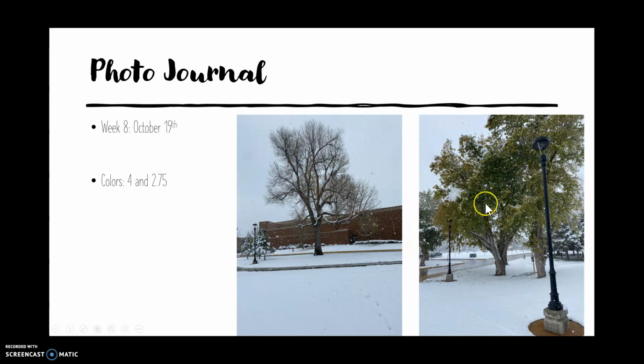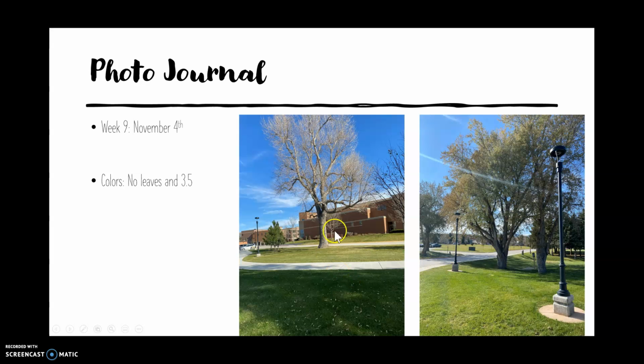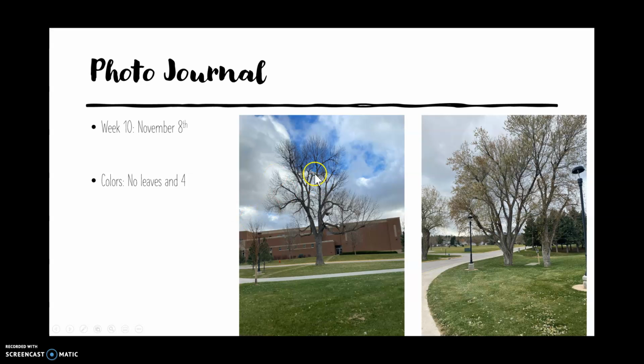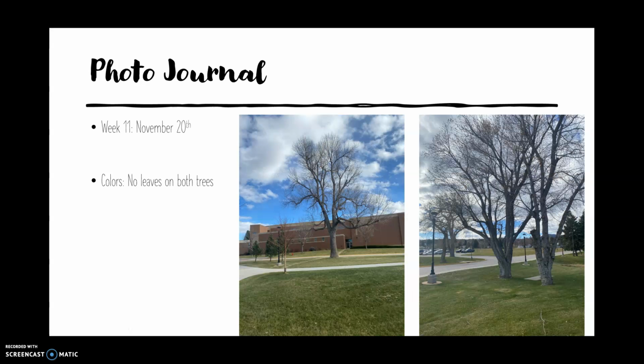And the leaves are pretty much still intact in this tree. They're just turning more and more yellowish, brownish. By November 4th, this tree had absolutely no leaves on it. And this tree, its leaves are kind of just hanging on. By November 8th, this tree still had no leaves. And this tree is slowly starting to fall off, but they're almost all gone. They're pretty much just dead and brown right now. By my last week, week 11, which was on November 20th, both trees had no leaves on them.